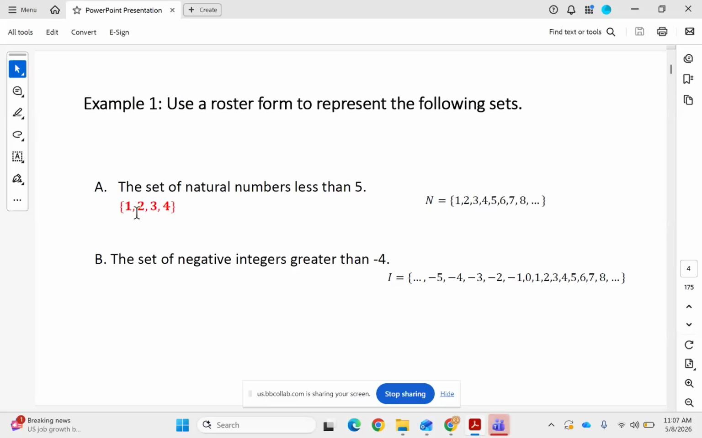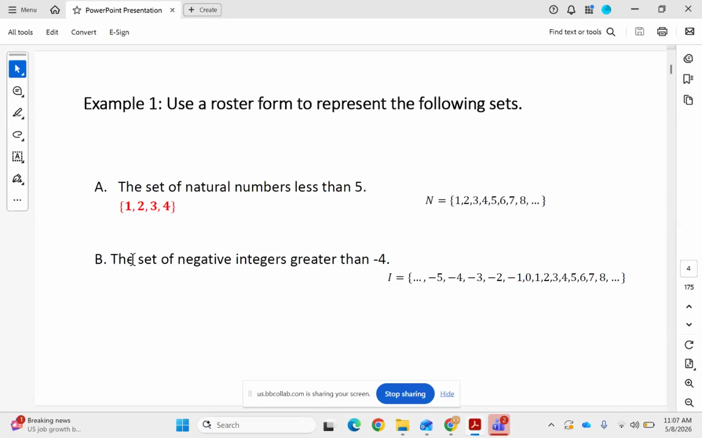Also make sure that each of the numbers is separated by a comma. If you don't put the commas, it's considered a single number, like 1,234. When you separate with a comma, it emphasizes the different objects in the set.